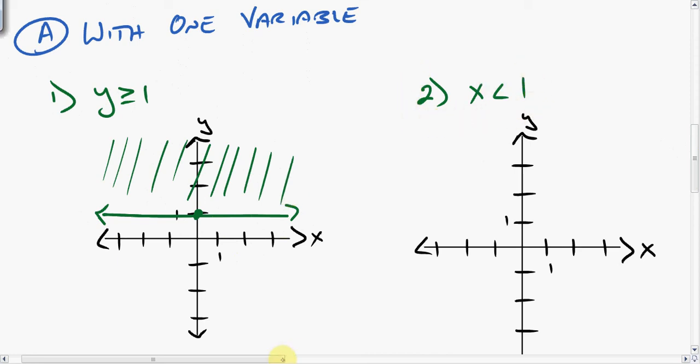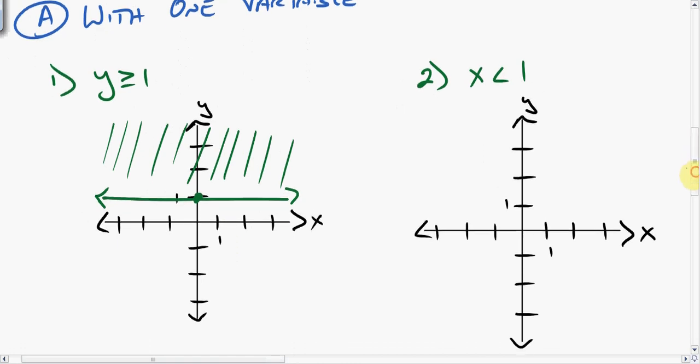Looking at number 2, we see x is less than 1. One variable, it's x, so I'm going to go to the x-axis, and I'm going to plot a point at 1. And then draw a line that's perpendicular to that axis, right? And in this case, it's going to be a dashed or a dotted line. And it's dashed or dotted because it's only less than. It's not less than or equal to. If I had an equal to sign, I would need the solid line.